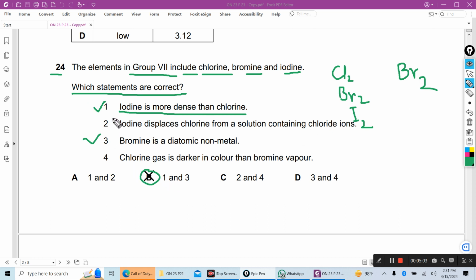Why 2 is wrong? Iodine displaces chlorine. No, iodine cannot displace chlorine because iodine is less reactive. 2 is wrong. Why 4 is wrong? Chlorine gas is darker in color than bromine. No, bromine is darker than chlorine. Fluorine, chlorine, bromine, iodine, they become darker down the group. That's why 1 and 3 is the right answer. Answer is B.